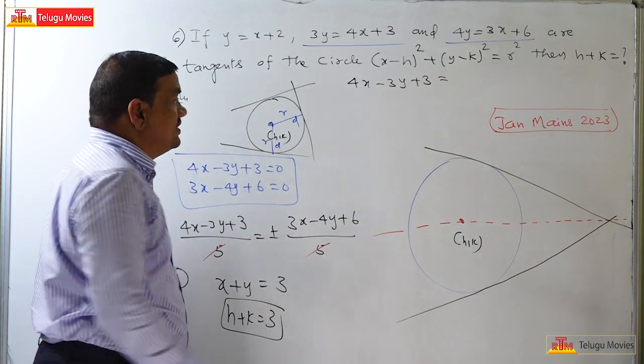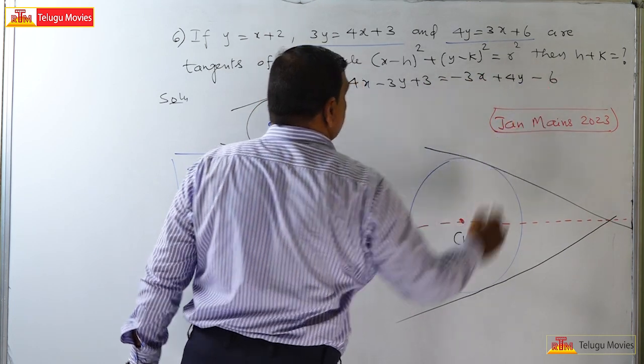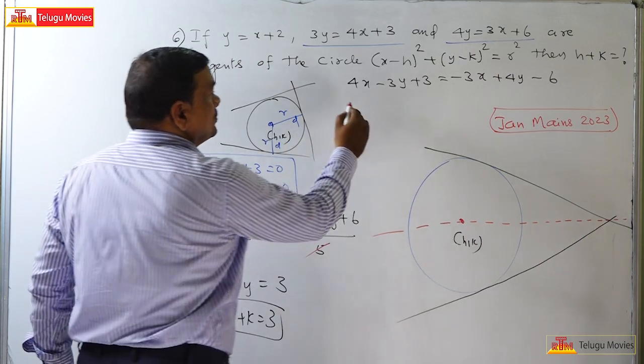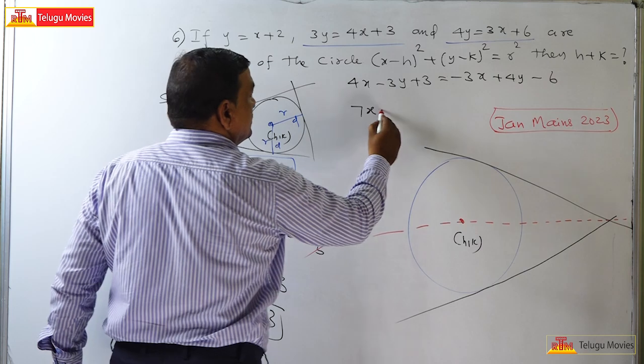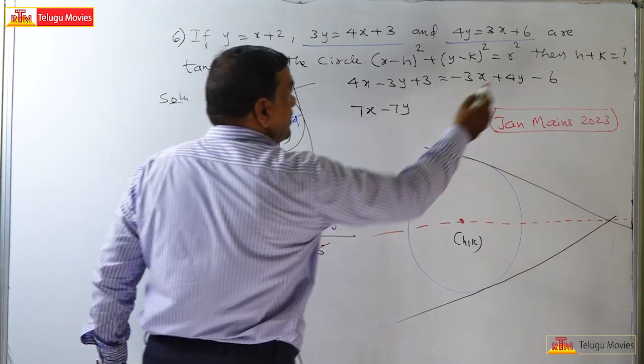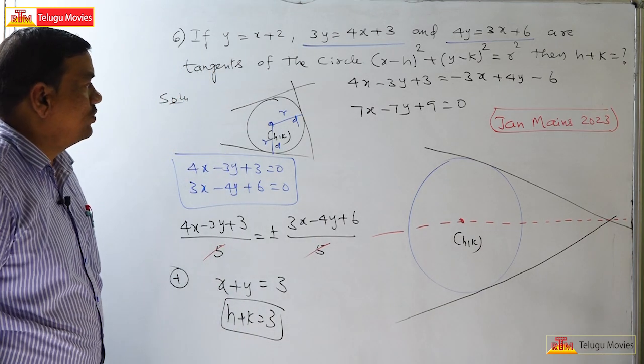So, take minus, which means here minus 3x plus 4y minus 6. Bring this side, so this is a 7x, 4y. So, this is a minus 7y. This is a plus 9 is equal to 0.